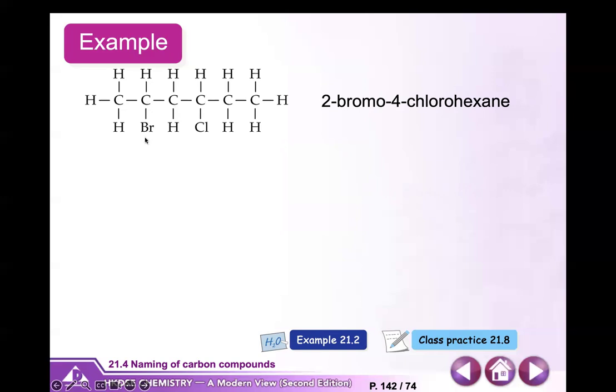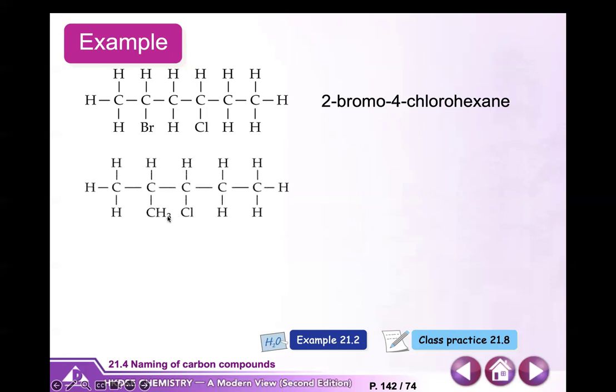So the bromo group will be assigned the smallest number. And then this one, if we count from the right-hand side, it will be 1, 2, 3. The first substituent would be 3 for the chloro group, while the first substituent, if we count from the left-hand side, is the bromo group, to be assigned 2. 2 is smaller than 3. As a result, we assign the bromo group first.